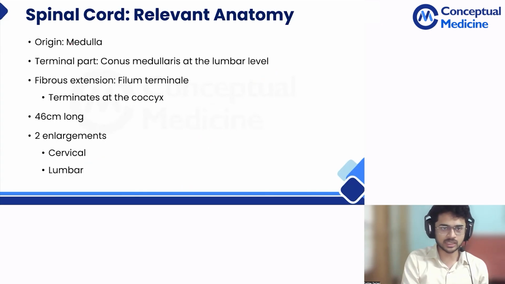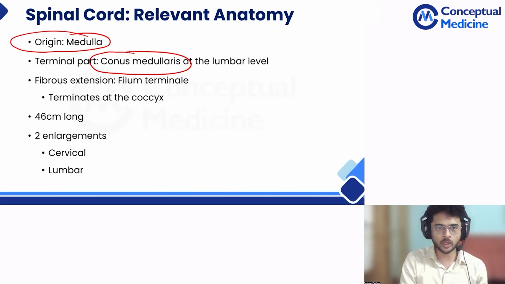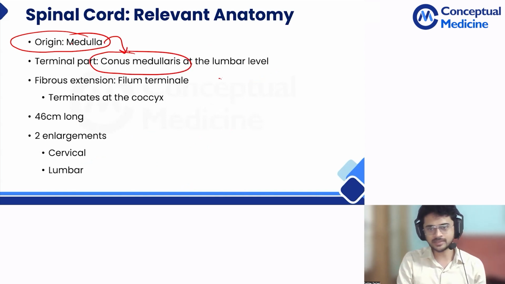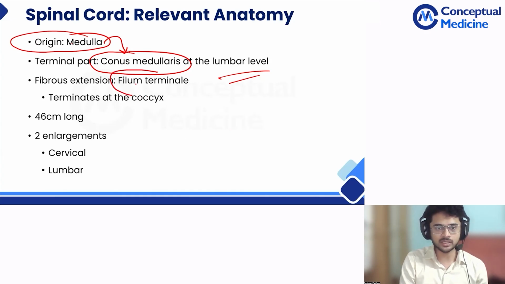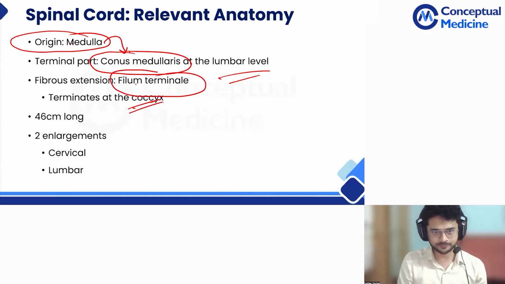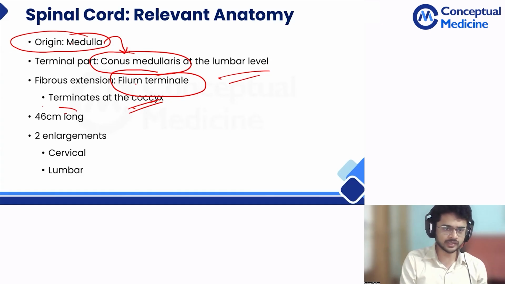So the spinal cord starts from the end of the medulla and ends at the conus medullaris. So it is from the medulla till the conus medullaris at the lumbar vertebral level. And there is a fibrous extension at the end of the spinal cord, which is known as the filum terminale. Spinal cord is totally 46 centimeters long. This is an important MCQ question.